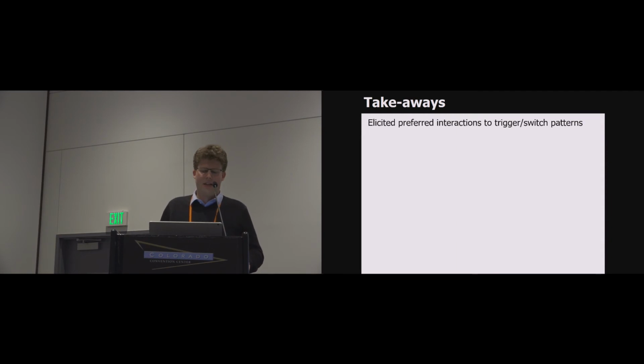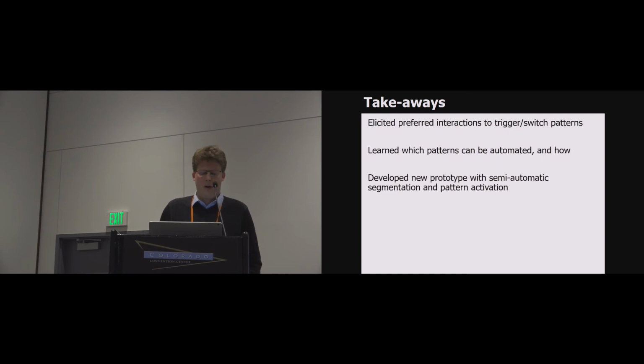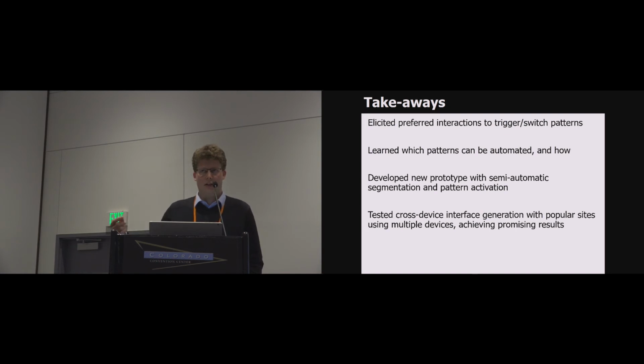The main takeaways are basically we elicit these preferred interactions to trigger and switch between these patterns. If you noticed, I didn't tell you what the most popular interactions were, but I thought that was not the most interesting takeaway because it changed all the time. We learned which patterns can be automated and where the issues are. We developed a new prototype that does part of it at least. And we then also started to test with existing popular sites, where we ran into all kinds of interesting issues. But overall, I would still claim we have some promising results. Okay, I will leave you here, and thank you for your attention.